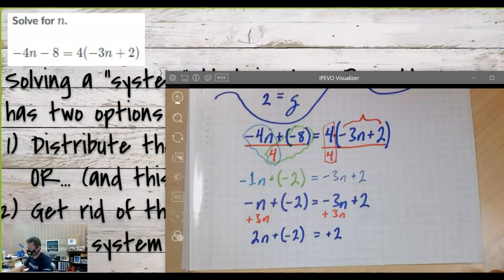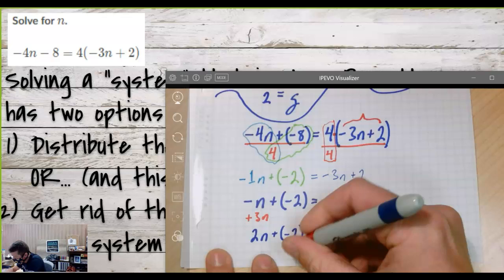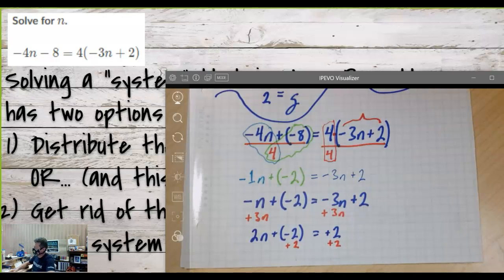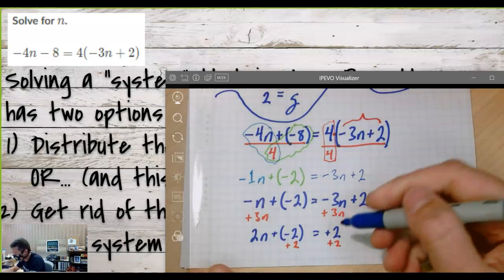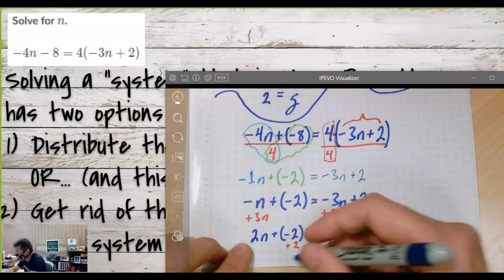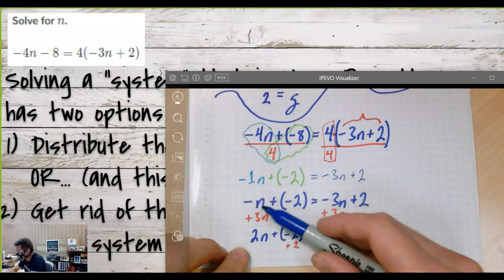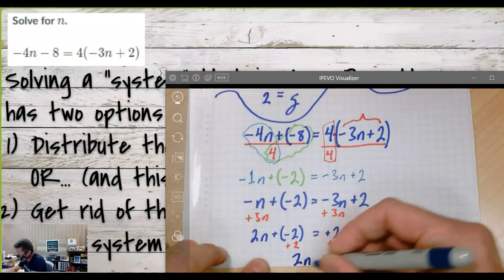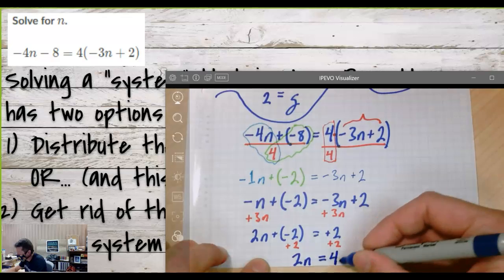Colin, what are you saying is a trap? There it is. He caught himself, ladies and gentlemen. So we have 2n, not 3n, right? Negative n plus 3n is 2n. So 2n is equal to 4.